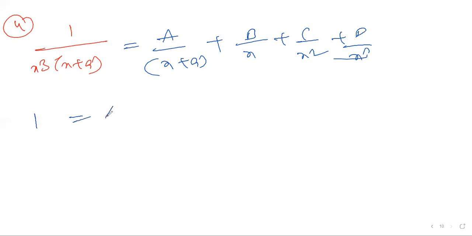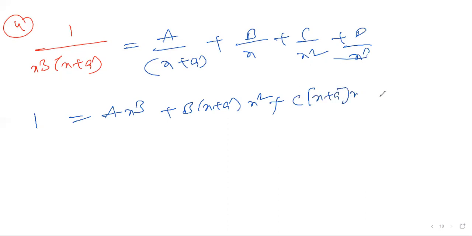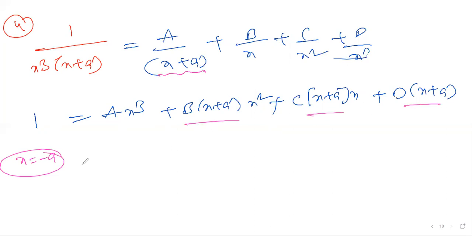So 1 is equal to A into x cube, B into x plus a, into x square, plus C into x, into (x plus a), plus D into (x plus a). Okay, x cube is available. Denominator I don't want to write here. Here the first thing is x is equal to minus a, substitute. Minus a means this is gone, this is gone, this is gone. You will get the value of A.